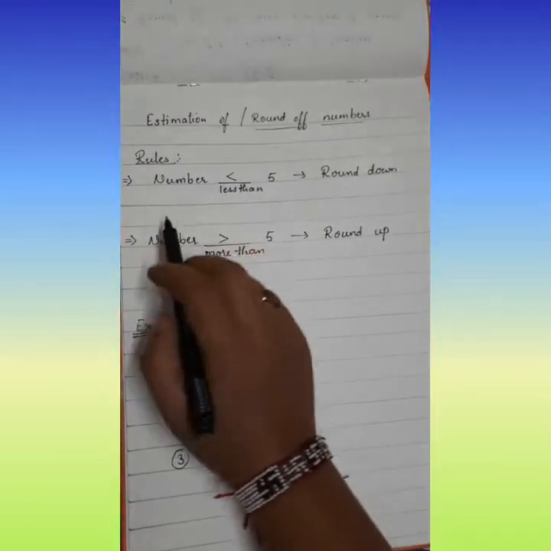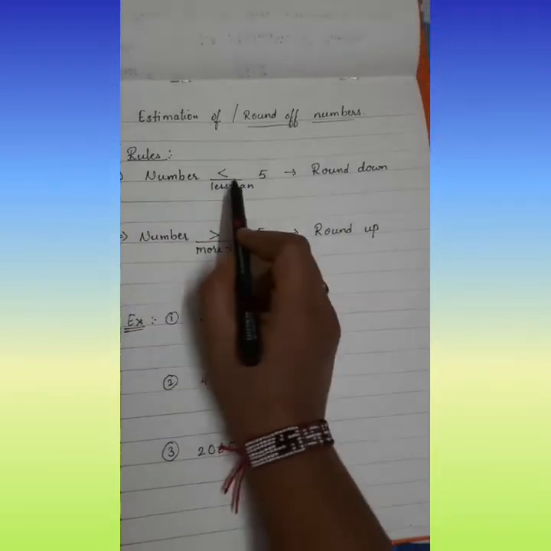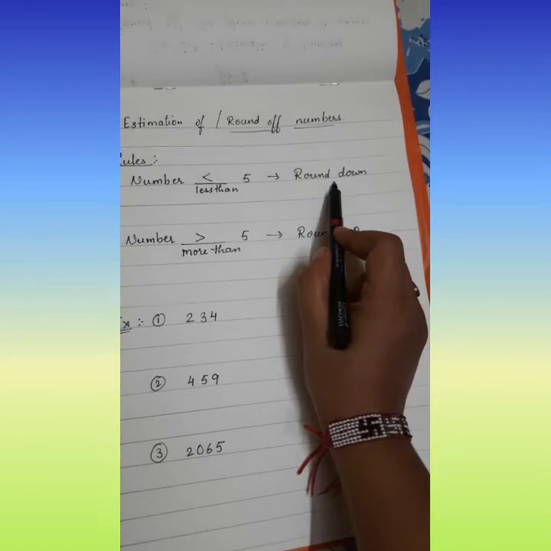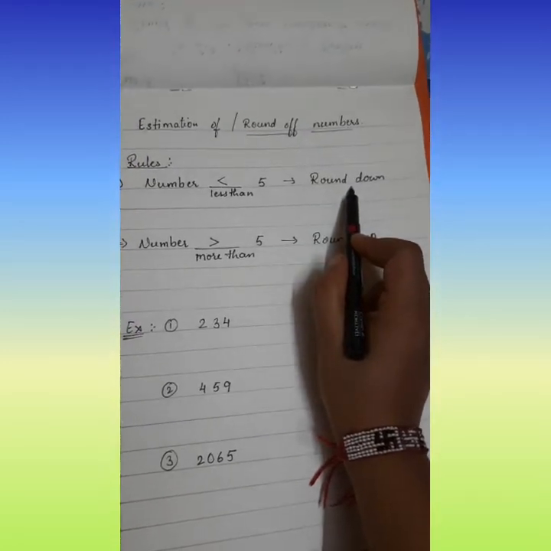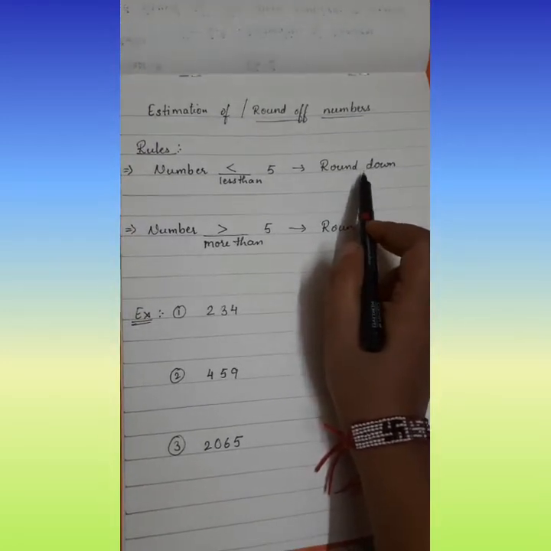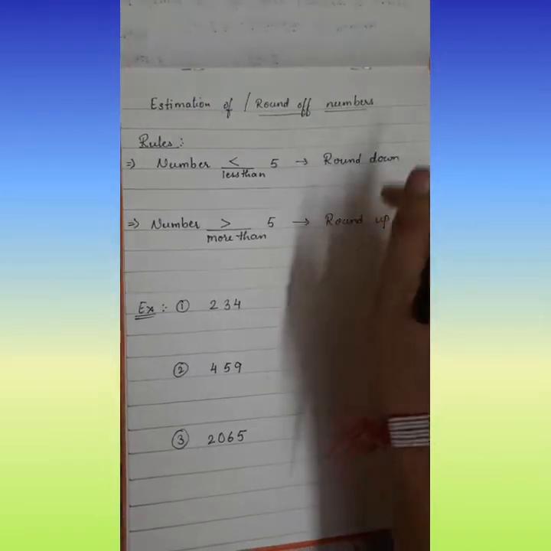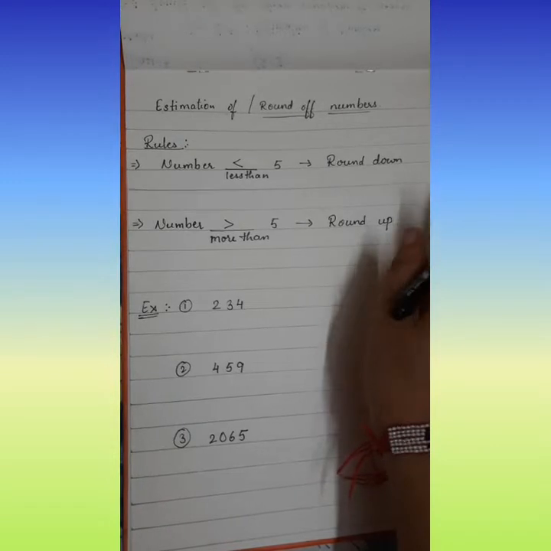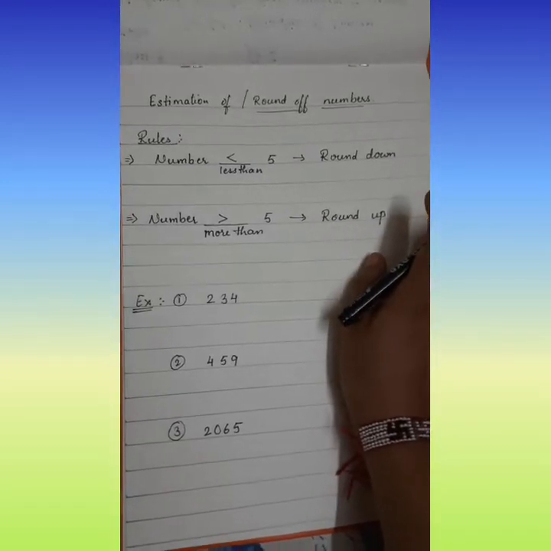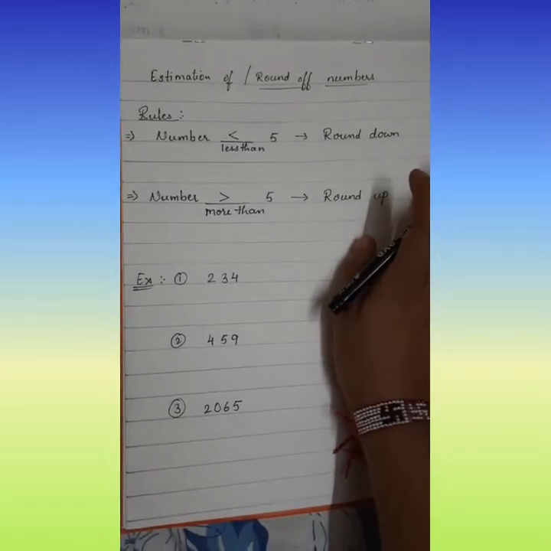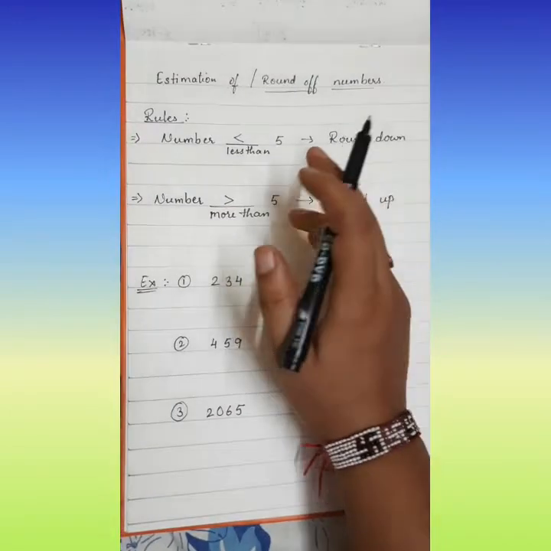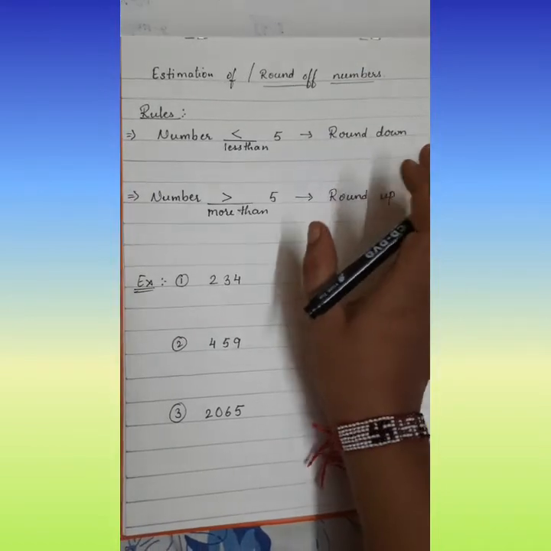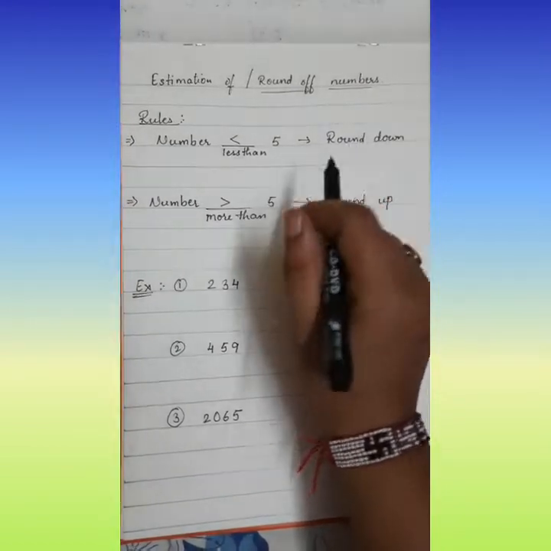Two rules are there. If the given number is less than 5, we have to round down, which means whatever the number is there will remain as it is, and the numbers after that will become 0. That means we don't have to change the given digit, only the digits after it. We will see this in the example.